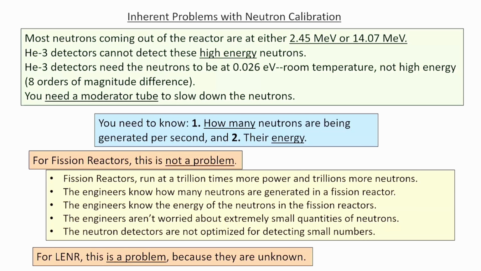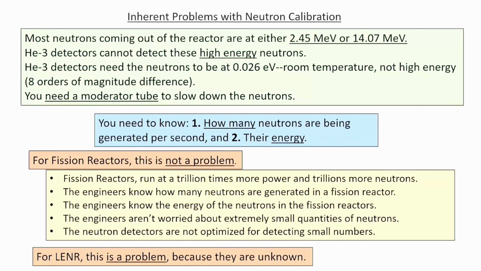So you need to know two things if you're going to calibrate your detector. You need to know how many neutrons are being generated per second, and you need to know their energy. For fission reactors, this is not a problem. Fission engineers know exactly how many neutrons are coming out of their reactor, and they know exactly what that energy is. And they're not worried about measuring teeny small quantities of neutrons, and the neutron detectors are not designed for small numbers.